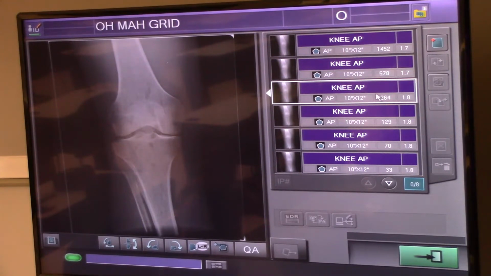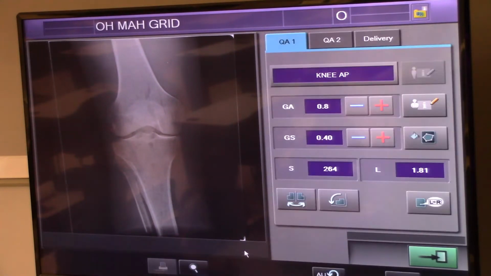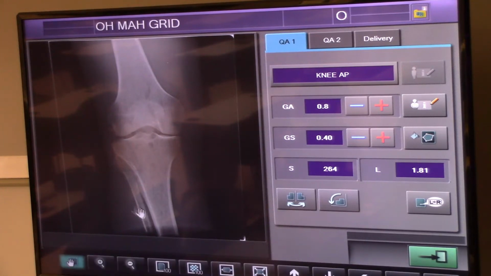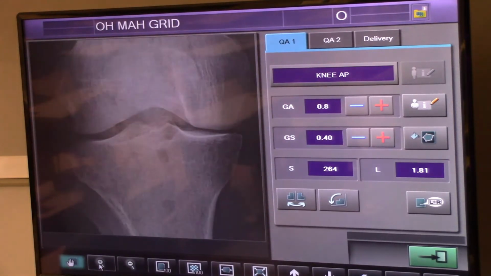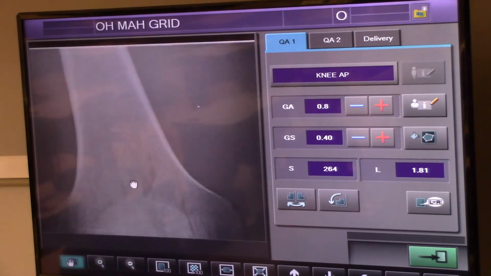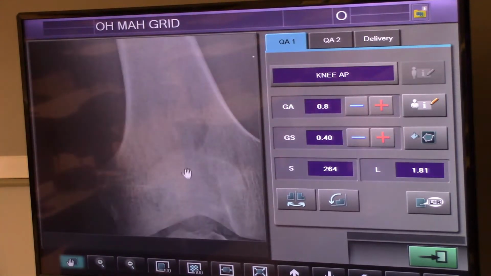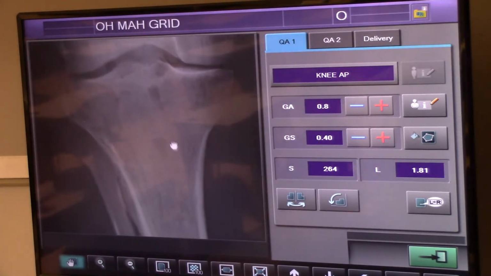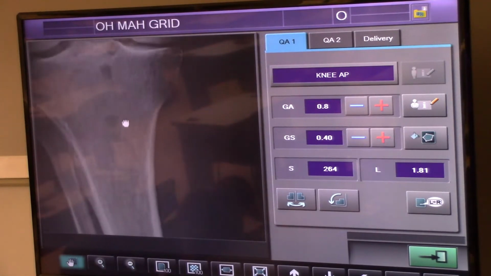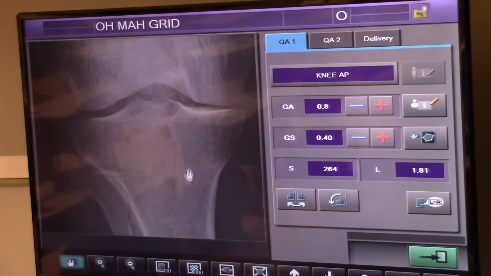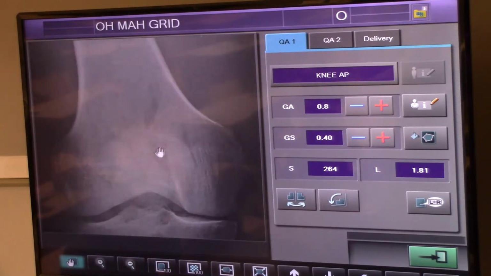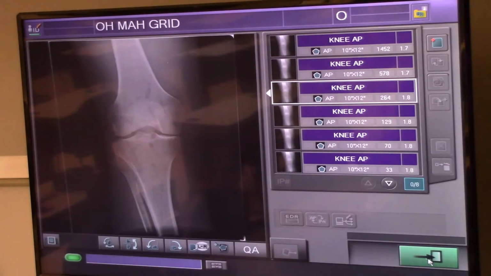Okay, now we're getting somewhere. S number of 264. An S number between 200 and 300, I pretty much like that. Let's zoom it and see. Quantum mottle apparent? Not really. What the heck is that? I don't know. It's something. But does this image look okay? It actually does. An S number of 264, and I can see the bony trabeculae. I'm going to pass this image. I don't want to repeat that.